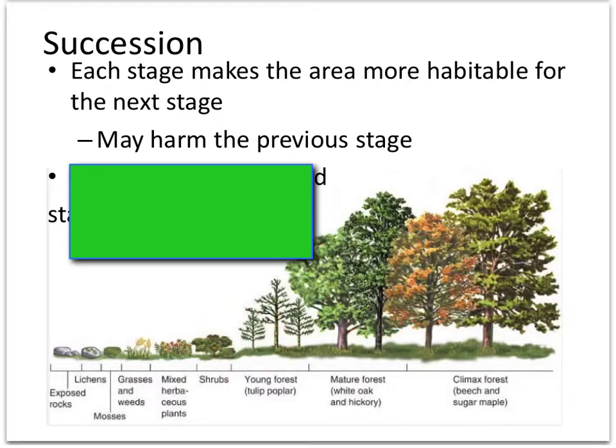These plants maybe prep the soil a little bit more, loosen it up, and allow these more mature species to take root. And again, like I said, they also may harm the previous stage. If you've got a young forest, these trees are going to be shading out the smaller plants, or taking up all the water from them, or covering them up. You don't see a lot of little wildflowers growing down here in the forest because there's just not enough light for them. So every stage helps the stage next to it, and then may hurt the stage after it.